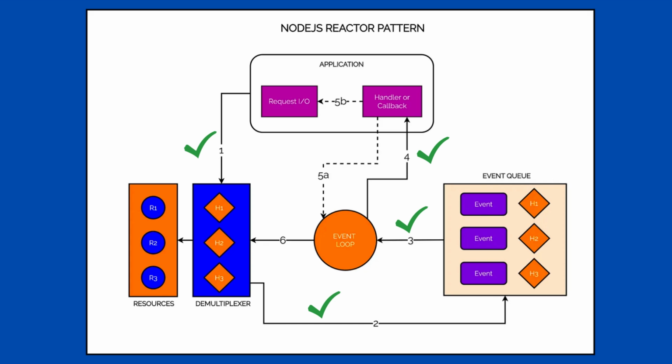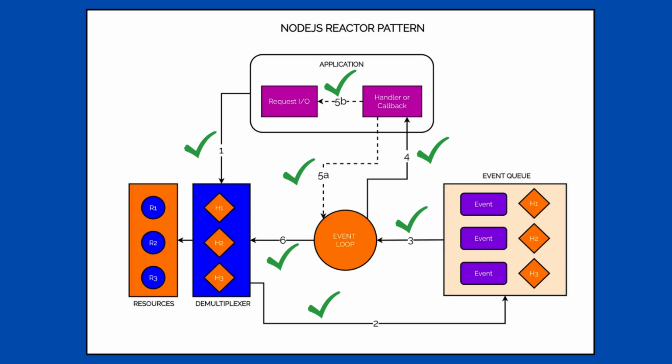In step 5, the handlers are part of the application code. Once a handler runs, a couple of things can happen. The handler may give back the control to the event loop. Check the path 5a. However, the handler might request for new asynchronous operations, path 5b. The 5b path will result in new operations being inserted to the event demultiplexer.